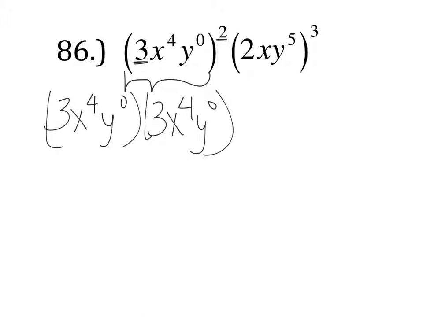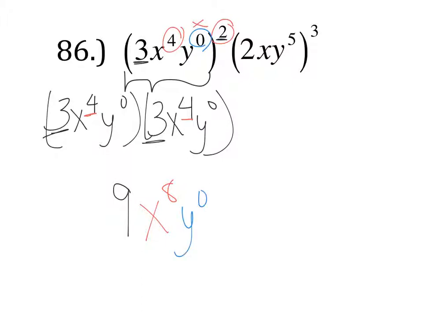So we're going to take 3 and we're going to square it, which is 9. Or you could say 3 times 3, which is also 9. The x's, we have x to the fourth power, and then we're going to square it. So we're going to multiply those exponents together, which is x to the 8th. Or if you look down here, 4 x's and 4 x's add to give you 8. And then our y to the 0 power is going to get multiplied by 2, but anything multiplied by 0 is 0. So y to the 0 power would be just 1. So we are not even going to write that. It's going to be represented by 1.